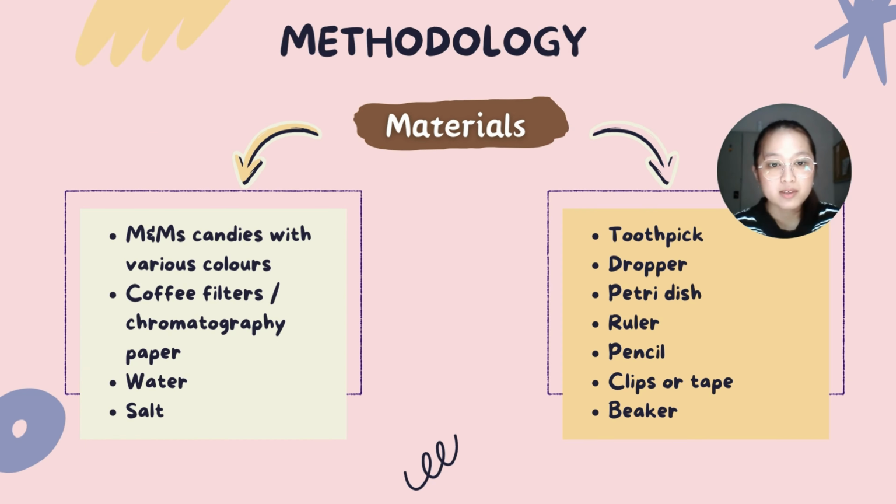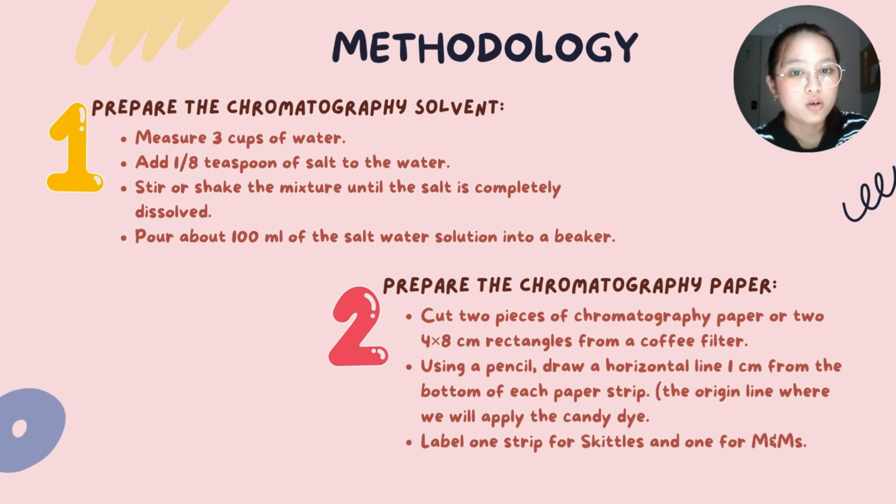Hello everyone, my name is Ivy Grace Lawrence, and now it's my turn to talk about the methodology. And here are the materials needed. The materials needed are M&M's candies with various colors, coffee filters or chromatography paper, water, salt, toothpick, dropper, petri dish, ruler, pencil, clips or tabs, and beaker. Now let us move to the methodology to conduct the chromatography experiment.